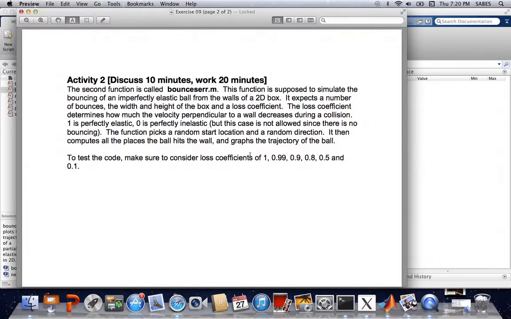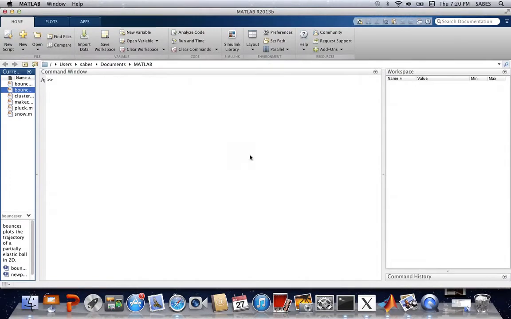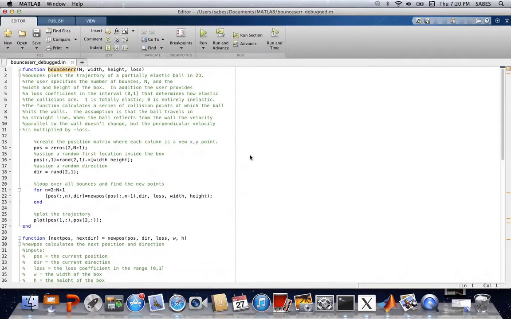So this problem talks about a ball bouncing around in this two-dimensional box, and we provide its dimensions. We give the loss coefficient, and we know the perpendicular component of the velocity changes. Apart from that, it travels in straight lines. And it gives the contact points, and I have made a copy of the program and I'm going to make changes in that.